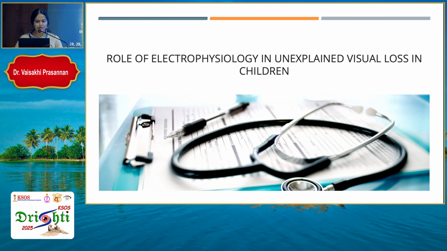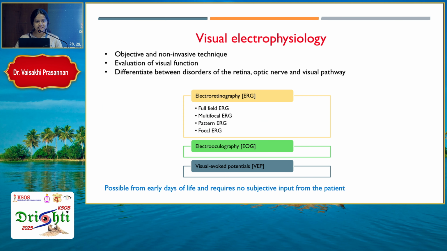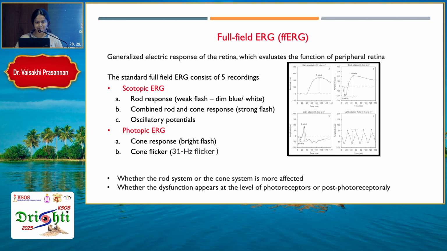We'll discuss the role of electrophysiology in unexplained visual loss in children. These are objective and non-invasive techniques for evaluation of visual function and to differentiate between disorders of the retina, optic nerve and visual pathway. The advantage is that it's possible from early days of life and requires no subjective input from the patient. We'll discuss different types of electroretinography, electrooculography and visual evoked potential.